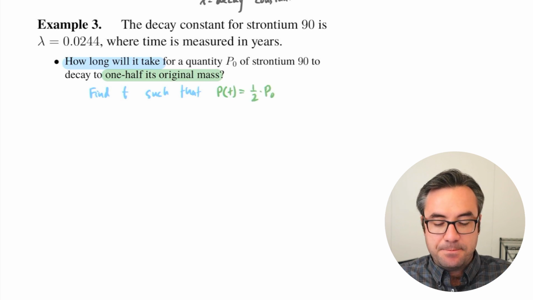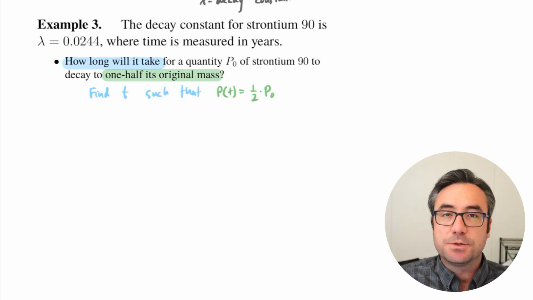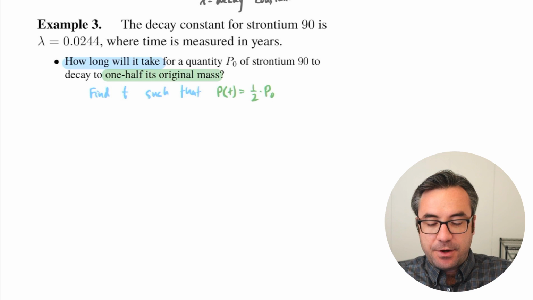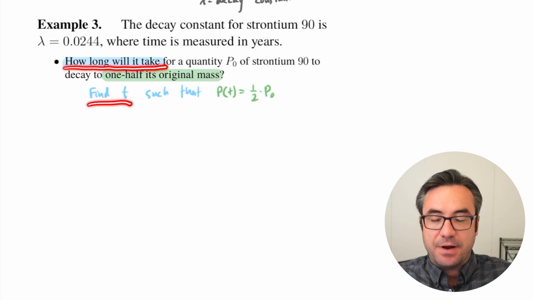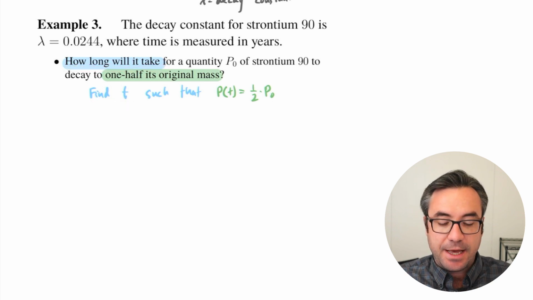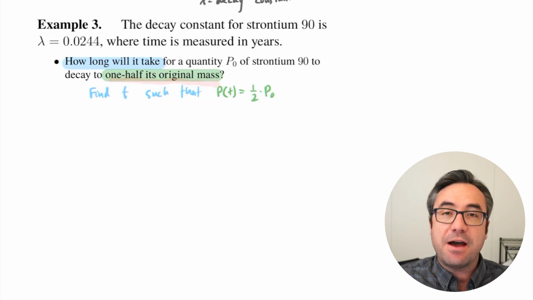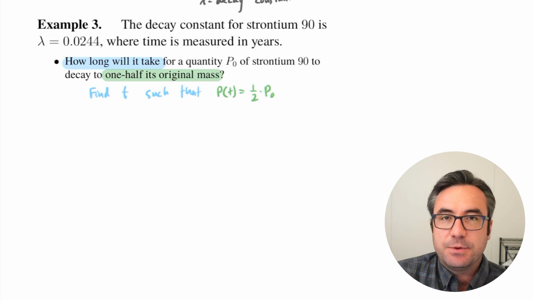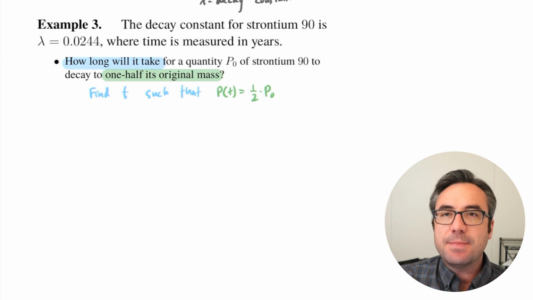And we can write that as P of t is equal to 1/2 times P0. So we want to figure out how long it's going to take. So we want to find the time t such that we have half of the mass that we started with. Now the tricky thing here is we're not told how much mass we start with, but it turns out it doesn't matter.